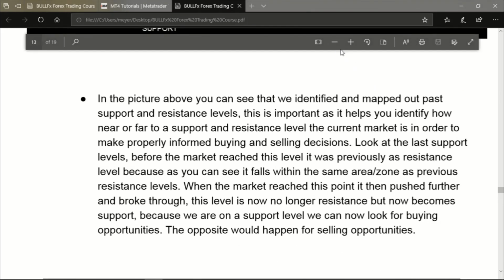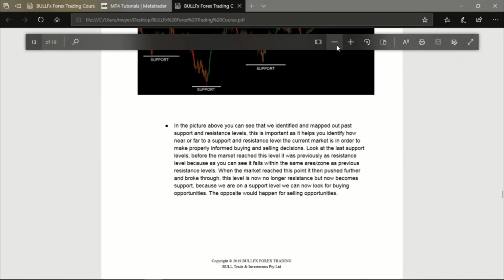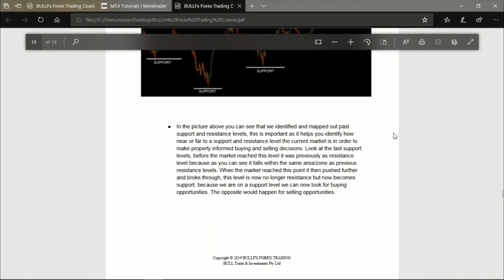So as we go further, in this picture above, you can see that we identified and mapped out past support and resistance levels. This is important as it helps you identify how near or far the current market is to a support and resistance level in order to make properly informed buying and selling decisions. Look at the last support levels before the market reached this level. It was previously at resistance levels, because you can see it falls within the same area as previous resistance levels, right?